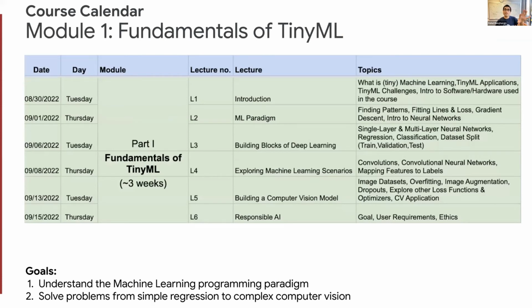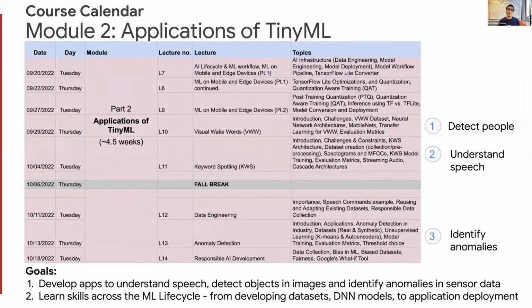So the first section is on the fundamentals of TinyML. And we'll walk you through building a neural network from just one neuron to multiple layers to more complex neurons that can then do, say, computer vision. And we'll talk to you about using convolutional neural networks. Then in part 2, you'll actually work with different applications, like I mentioned.